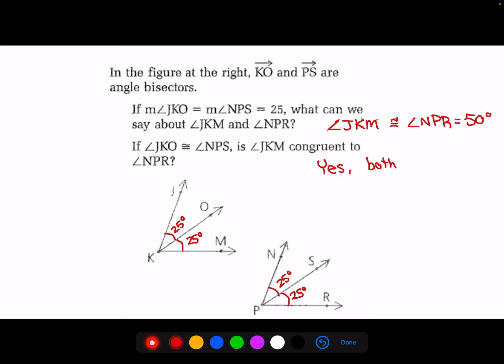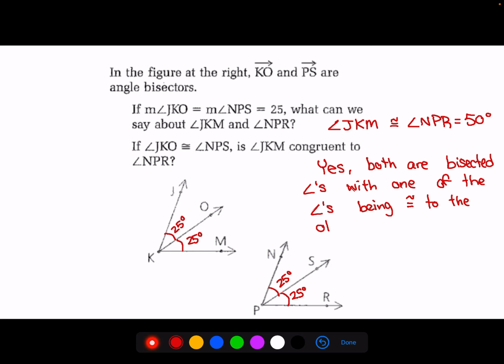Both are bisected angles, with one of the angles being congruent to the other. Therefore, the whole angle is congruent.